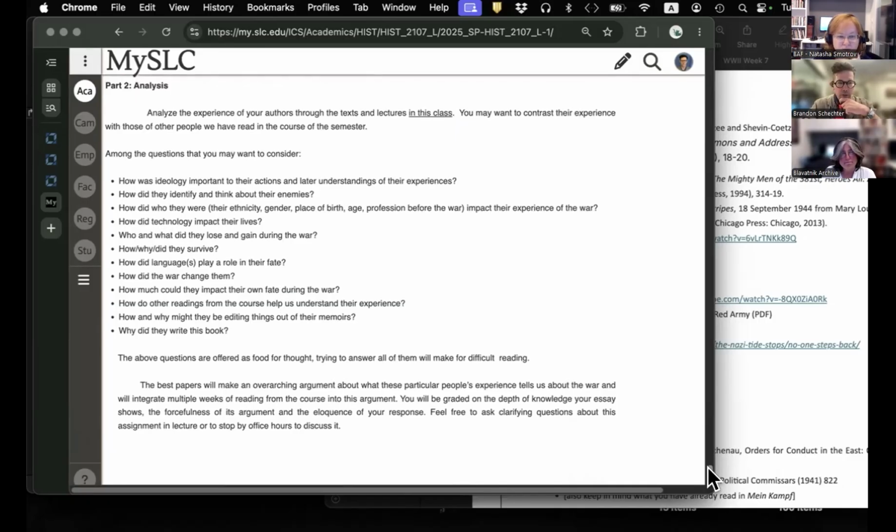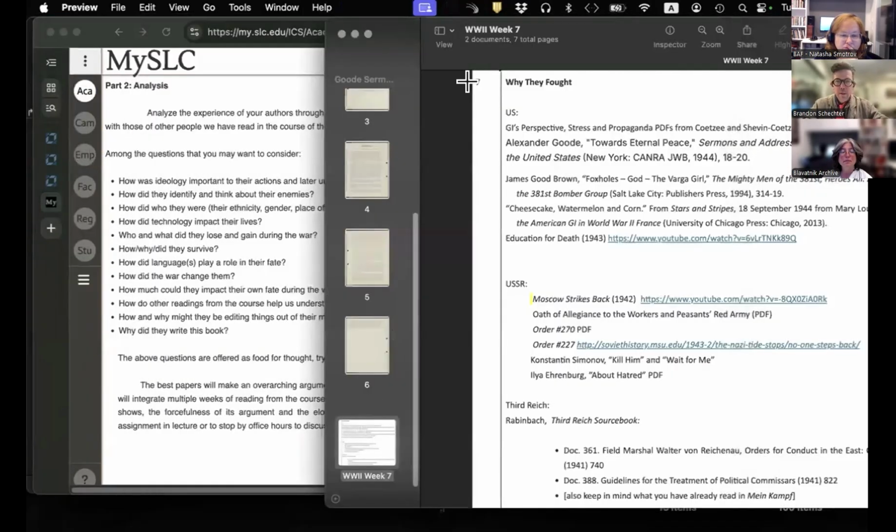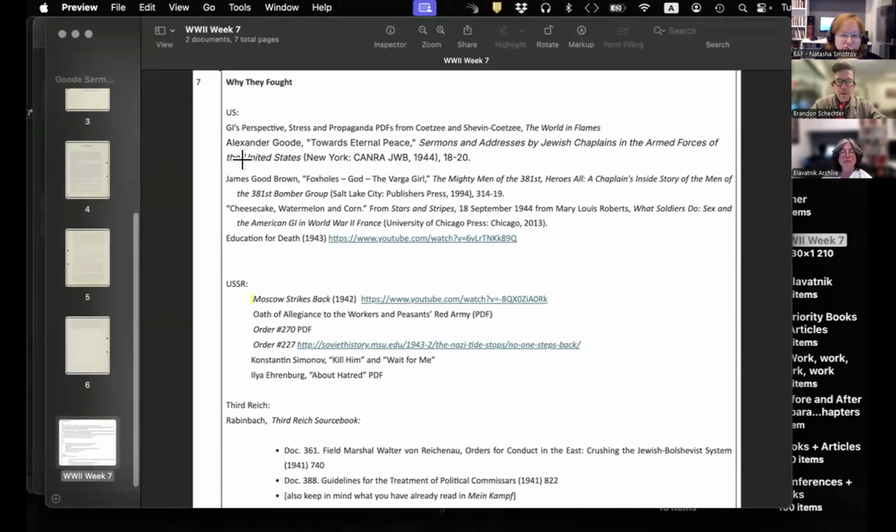I want to turn to talk a little bit about some of the other weeks in that course and some of the other assignments, because I draw on our holdings fairly extensively for this World War II course. There is one week that is about why soldiers fought. In that week, there's a lot of Soviet propaganda. I don't give them much German propaganda that week because they've been so immersed in Nazi material before that they already have a sense.